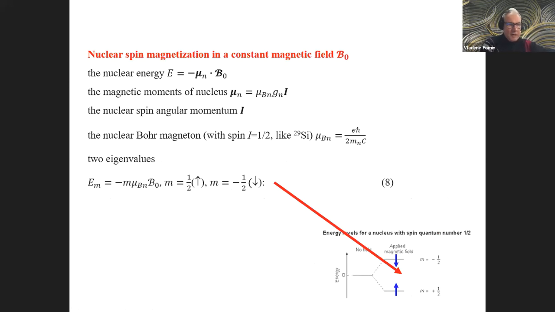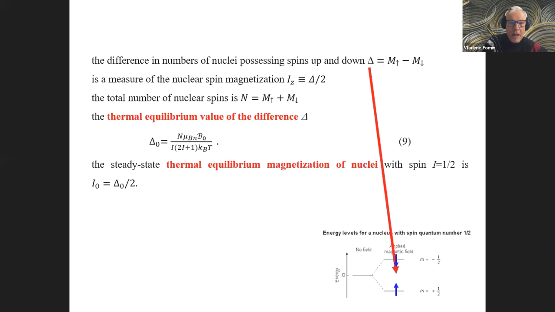Now, a few words about nuclear spin magnetization. Again, the same Hamiltonian with the magnetic moment of a nucleus, already with a plus here, gives two eigenvalues in case our nucleus has spin one half. And in this case, the lower level is with nuclear spin up, and the higher level with nuclear spin down. The difference in the numbers of nuclei possessing spin up and down is a measure of the nuclear spin magnetization, which is needed for our goal, and the thermal equilibrium value of this difference can be calculated like it was done for electron spins. So we know the thermal equilibrium magnetization of nuclei.